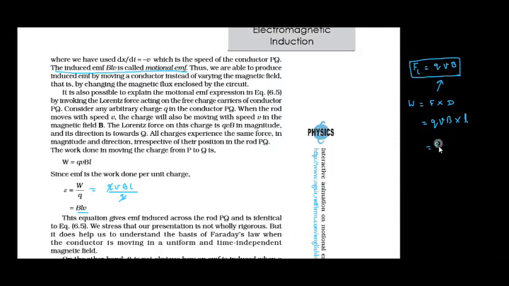So the work done is equal to QVBL. That is the work done in moving that charge from P to Q. So W is equal to QVBL. Since EMF is the work done per unit charge, EMF is equal to W by Q. Put the value of work done, QVBL upon Q, cancel it. So EMF will be equal to VBL. That is the EMF. This equation gives the EMF induced across the rod PQ and is identical to equation 6.5.